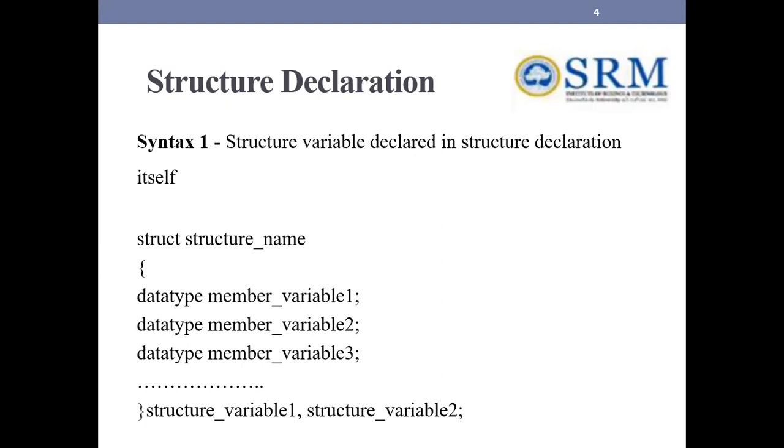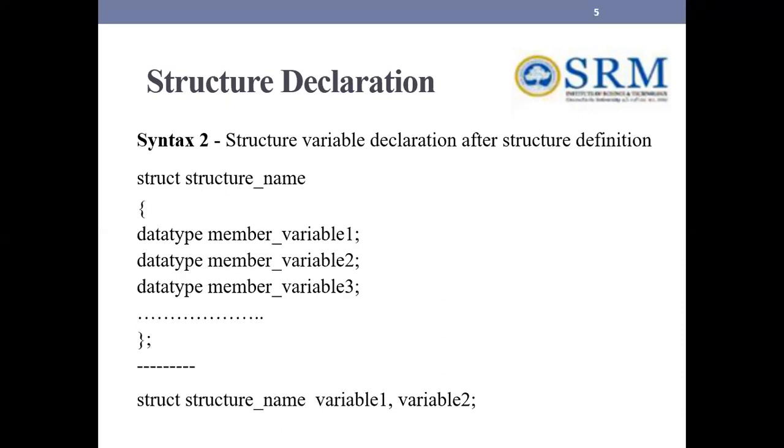And how to create an instance of variable for one structure? After the curly brace, we can give structure variables S1, comma S2, comma S3. For example, for structure student, we can create variables as student 1, student 2, student 3, student 4. So like that, we can create structure variables. This is the syntax. In the first syntax type, the structure variables are declared after the curly brace.